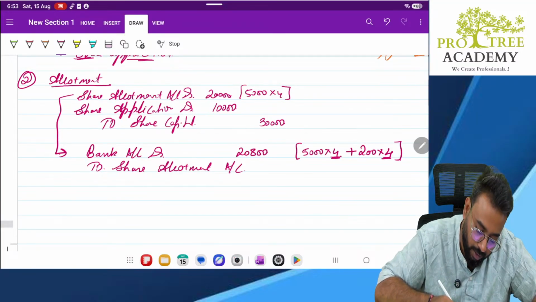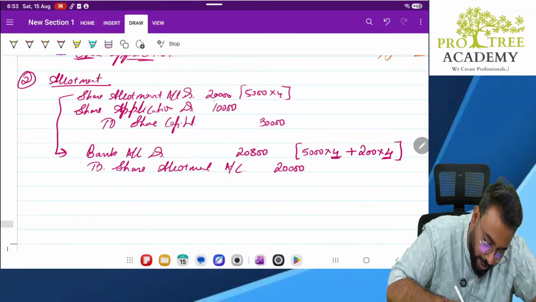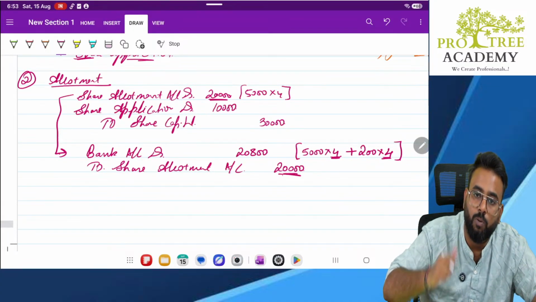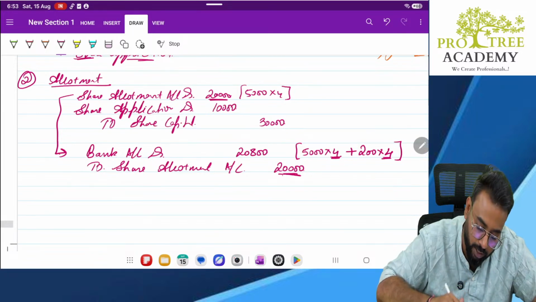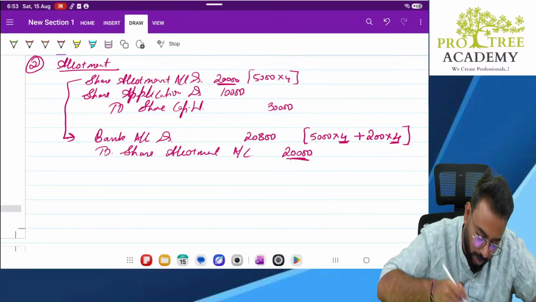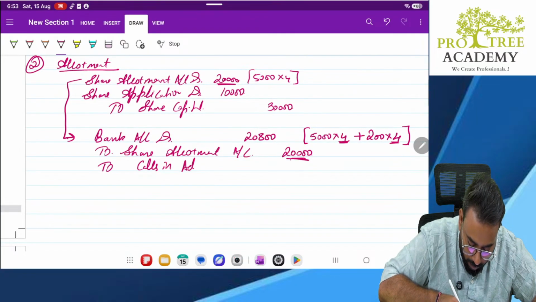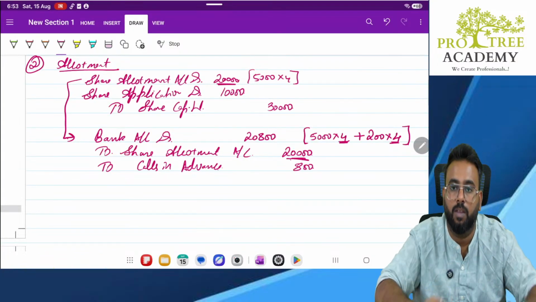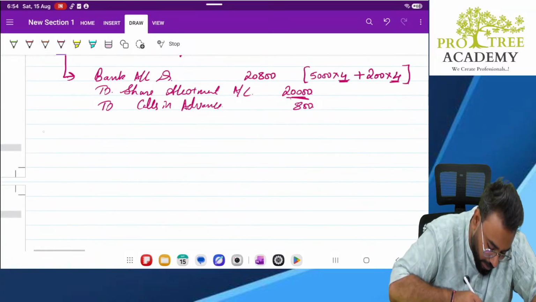So that will be how much? 20,800. Share allotment account should be credited with only 20,000. Why? See, you are debiting only 20,000. That was the amount receivable. You have received 20,800. Sir, what happens to extra? Extra is calls in advance. Correct or no? The person who is holding those 200 shares has paid us in advance. So it will go to calls in advance account, 800. That's it.